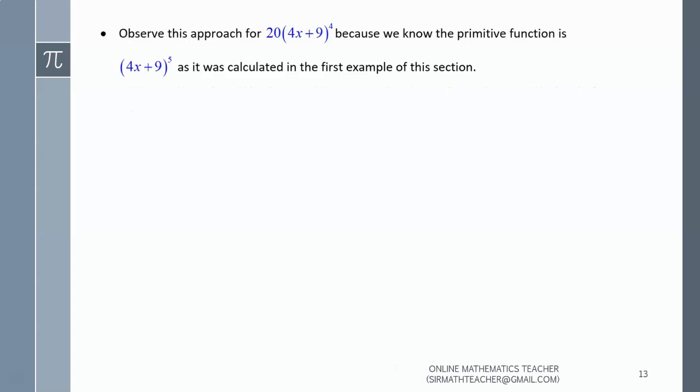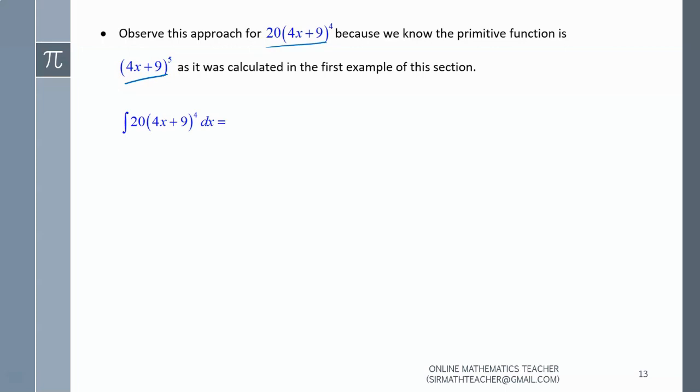Observe this approach for 20 outside of 4x plus 9 all to the power of 4, because we know the primitive function is 4x plus 9 to the power of 5. So this, when we differentiate, becomes this, as it was calculated in the first example of this section.